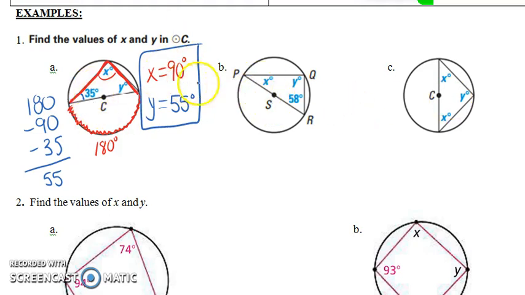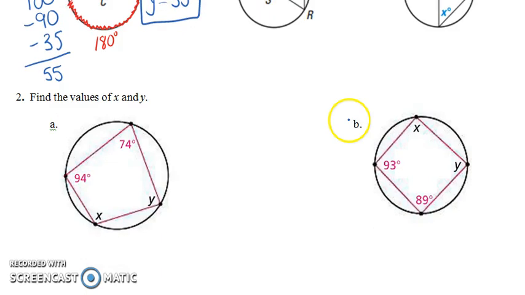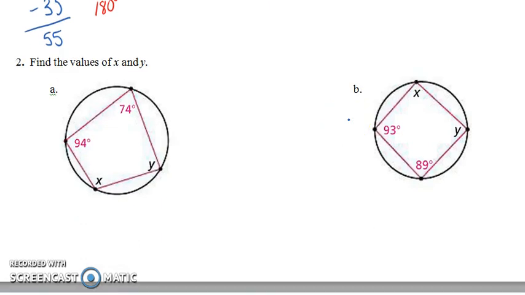Examples 1b and c are very similar. Again, you have inscribed triangles, and I'll save those for you to do on your own. Let's skip down to example 2. Example 2a and b, now these are starting to deal with quadrilaterals.